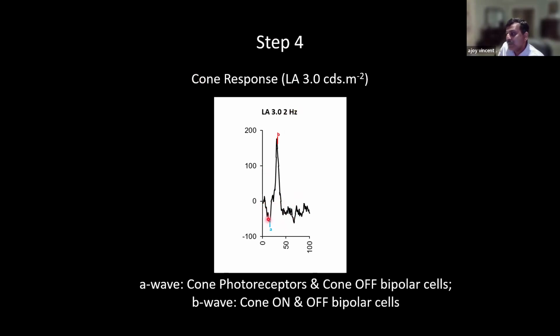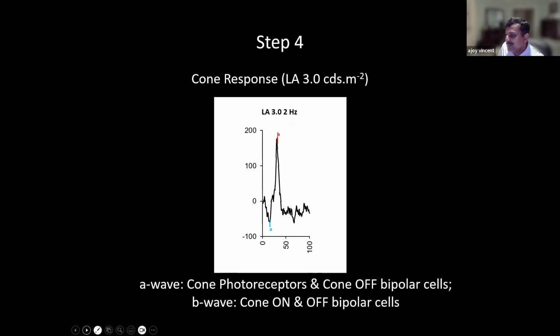You have an A wave here, which is again a negative wave. This time it comes predominantly from the cone photoreceptors, as this is the light adapted eye, with a small contribution from the off bipolar cells. And the B wave, which is the positive deflection that you see here, is from the cone on and off bipolar cells. Now, as I mentioned previously, the rod system only has an on bipolar system. So the B wave is purely from the on bipolar cells in the rods, whereas the B wave in the cones is from the cone on and off bipolar cells.